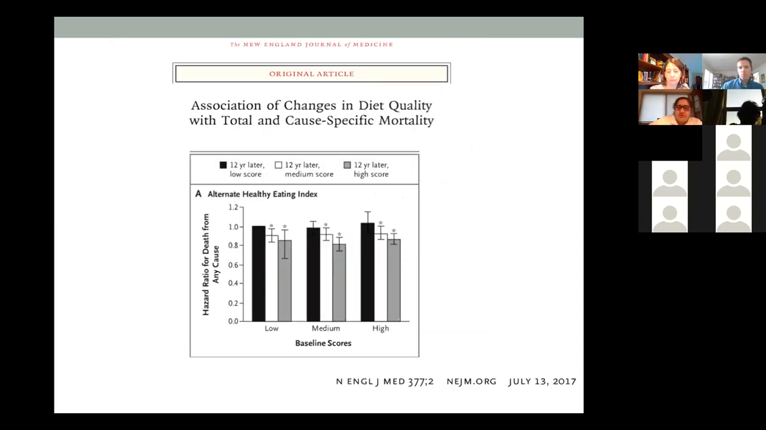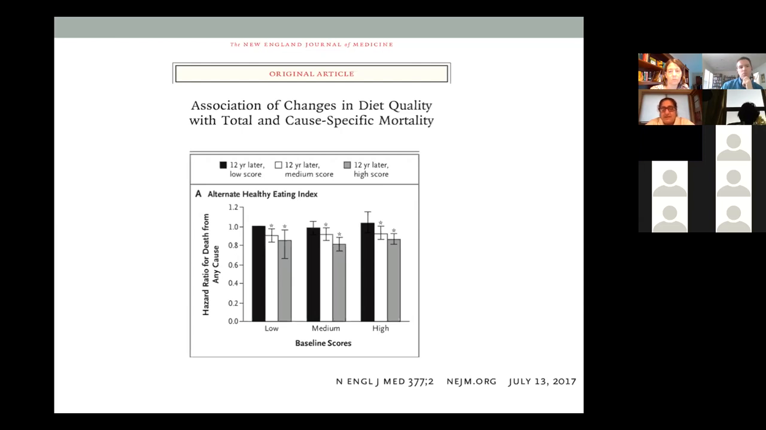Okay, so I wanted to show you one other study. And the reason I want to show you this is, even though it's frustrating to keep talking to patients about the need for dietary change, there is a real good reason to do so. This study was published in 2017, and it comes from the Nurses' Health Study and the Health Professionals Follow-Up Study, and it looks at many thousands of people.